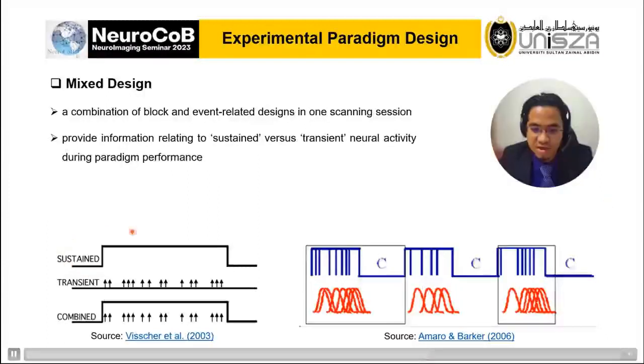So here is an image showing the mixed design. There is a block design over here, and there is also an event-related design where the stimuli are presented randomly at random time points. So here is the HRF that would likely appear when using mixed design. You can see a lot of overlapping HRF, and there is a combination of block as well as event-related in the design.